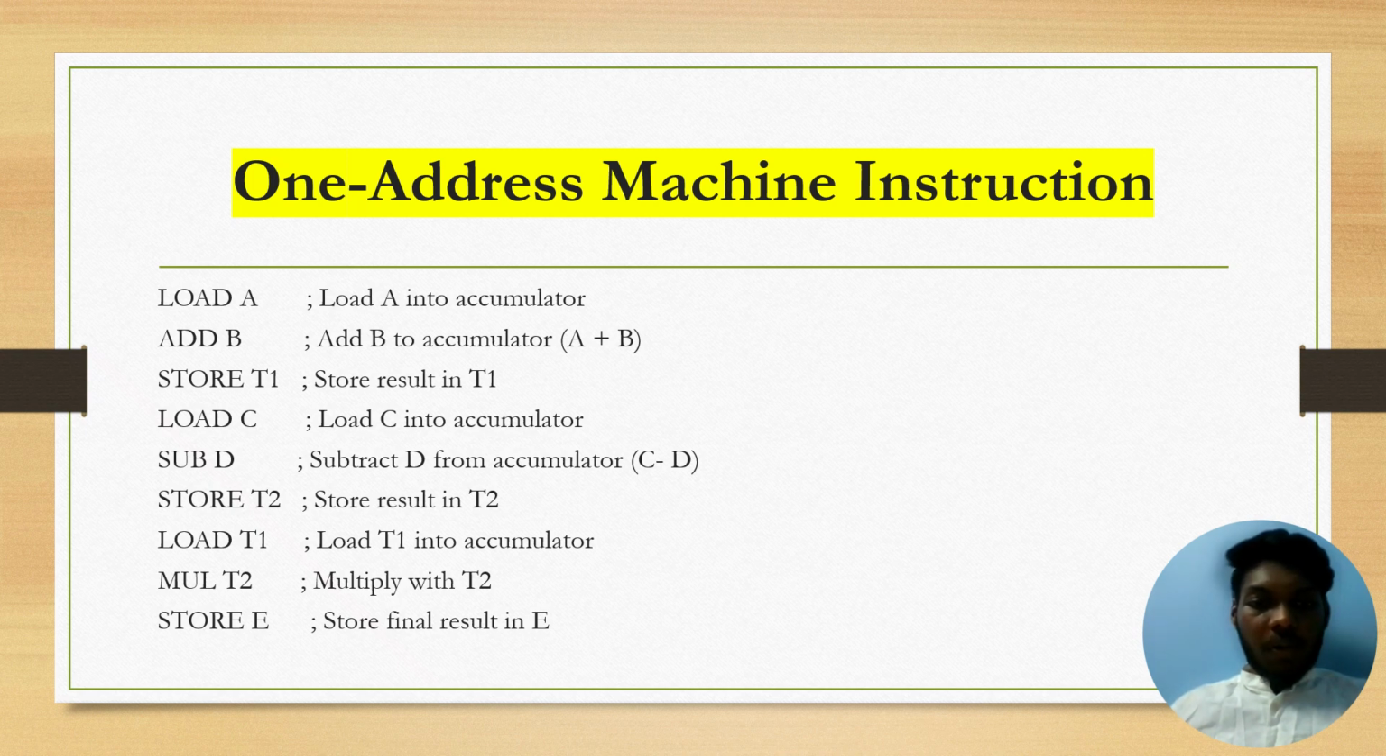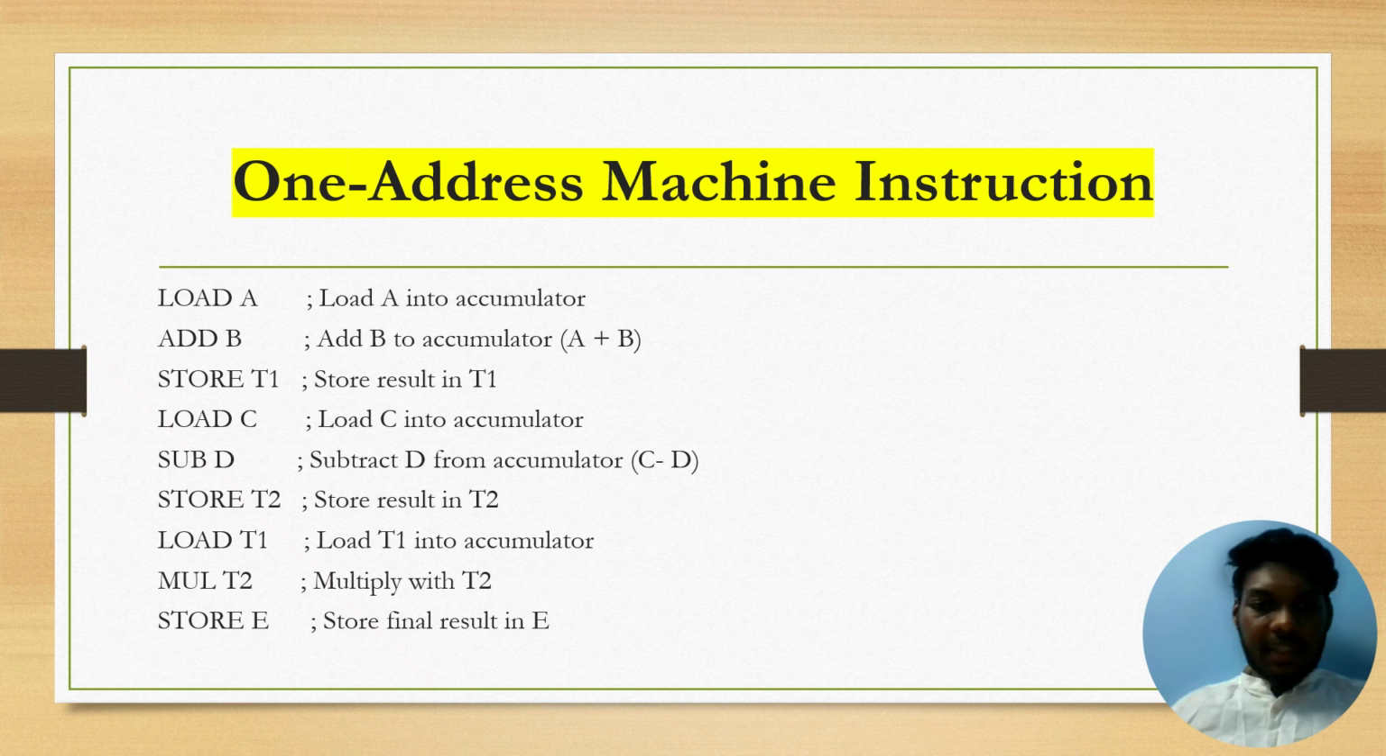Load T1. The process with the multiplication, we load the first result A plus B from T1 back into the accumulator. The following will be multiply T2. We then multiply the accumulator's value by the second result C minus D stored in T2. At this stage, the accumulator holds the final result. Finally, store E. We store the computed result into the register E, completing the operation.